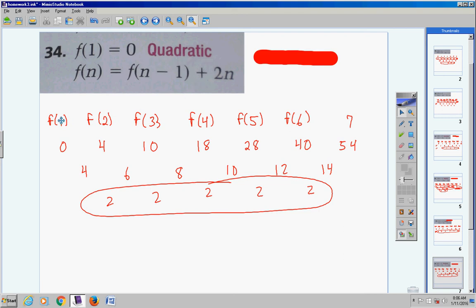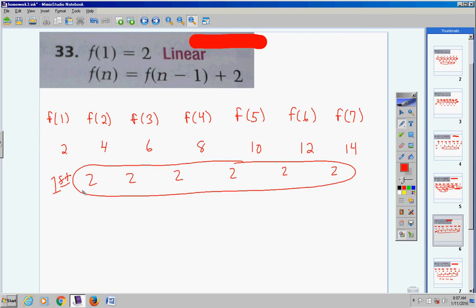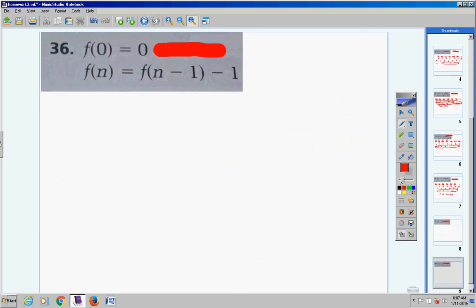If you were to get out the ordered pairs, like these ordered pairs right here, 1, 0, 2, 4, you put in a 2, you got out a 4, 3, 10, 4, 18, you'd have to find the vertex. But if you were to graph this, you would get a quadratic function. Back here on number 33, if you were to take these ordered pairs, 1, 2, 2, 4, 3, 6, 4, 8, and plot those points and graph it, you would get a line. All right, number 35, 36, and we're finished.